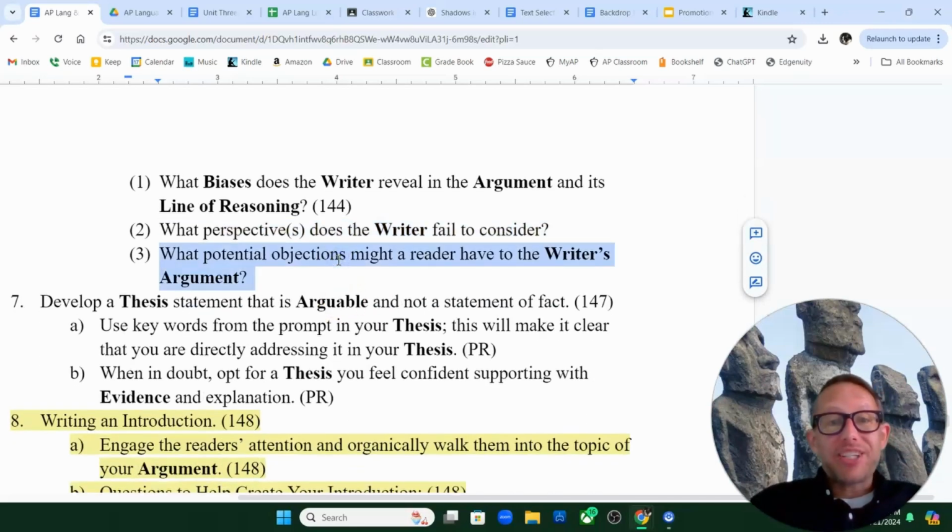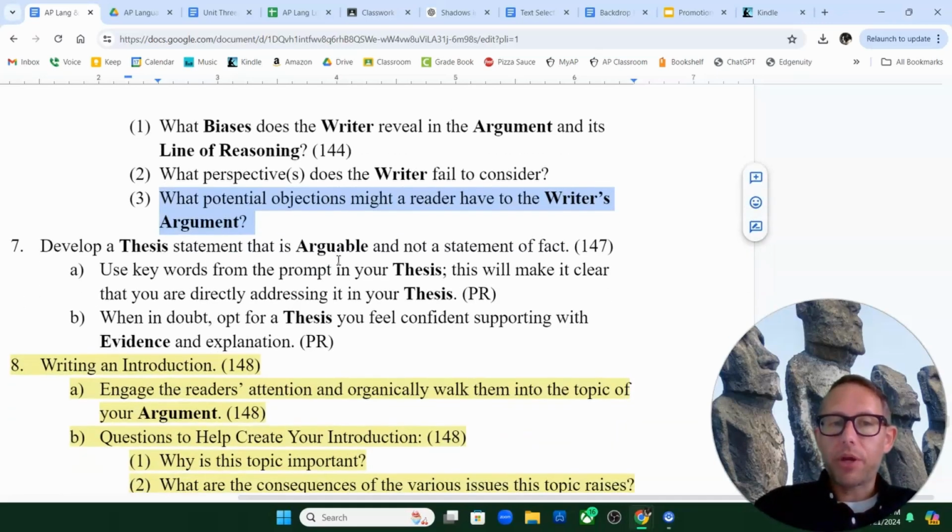What potential objections might a reader have to the writer's argument? So, sure, you read these 7 sources, but would I, as the reader, also read them and choose the same sources? Would I weight them as equally as you would? Or would I dislike some that you liked or like some that you disliked? So, anticipate some objections that your reader might have about the argument that the authors are making, okay?